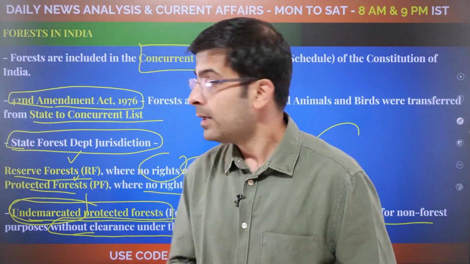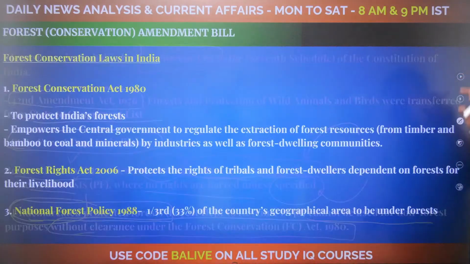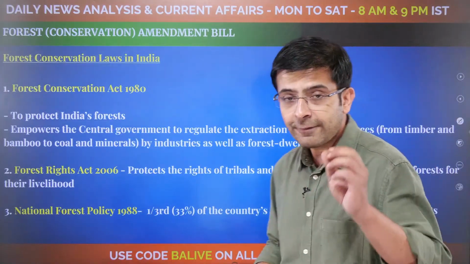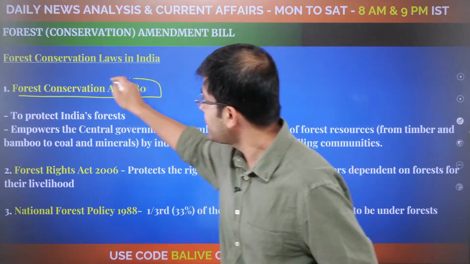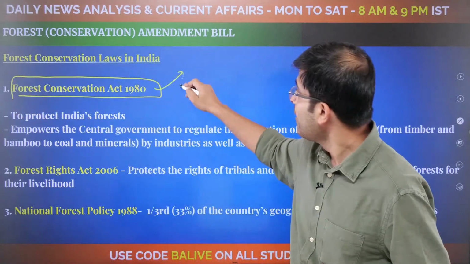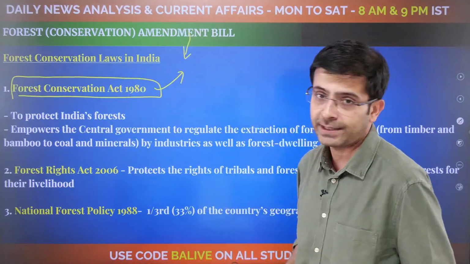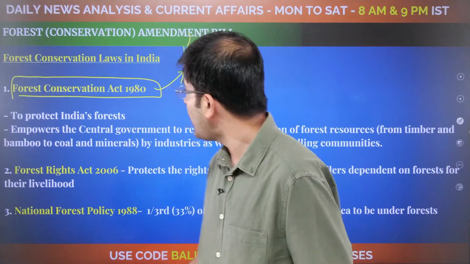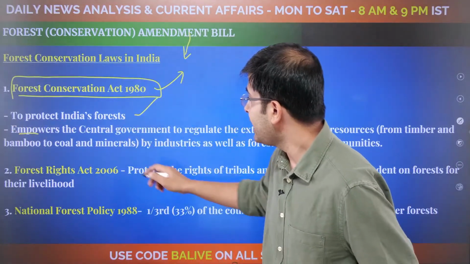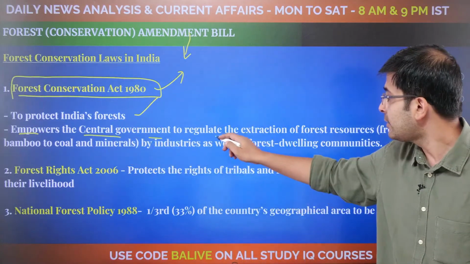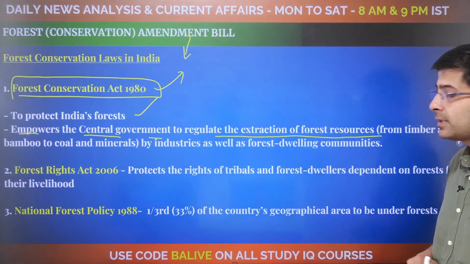Okay. So now once you have understood this is the problem, the three types of forests, let's look at the forest conservation laws first. And the first one is the Forest Conservation Act of 1980, which this amendment bill is looking to change. So now what does this act say? Well, essentially designed to protect India's forests, it empowers the central government to regulate the extraction of forest resources.